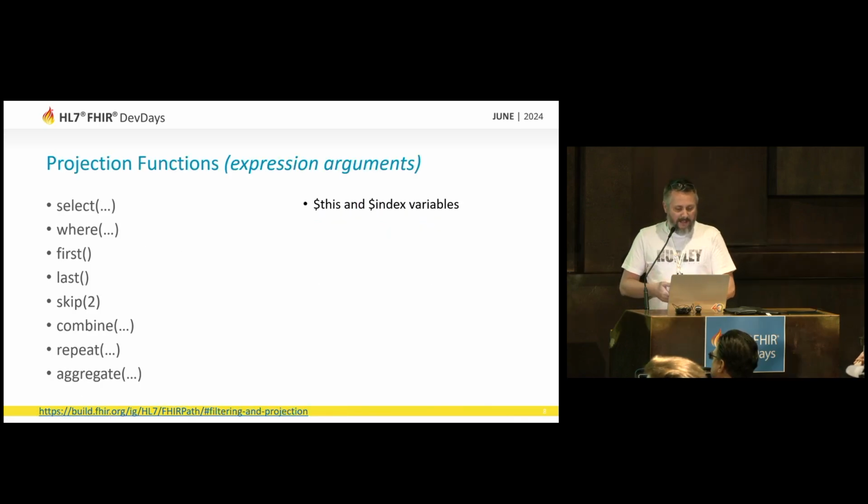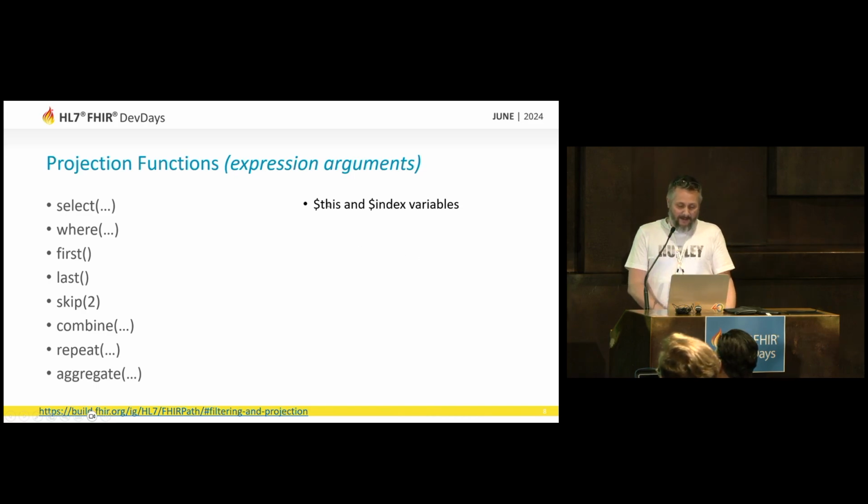So just to drill in, projection functions are well worth a special focus because you're going to use them a lot, especially when you're doing invariants or processing those collections to say, I want to select something, or I want to make a where clause to reduce something down. I'm just interested in the first one or the last one, or skip some, and combine, repeat, aggregate. And those introduced a $this and $index variable.